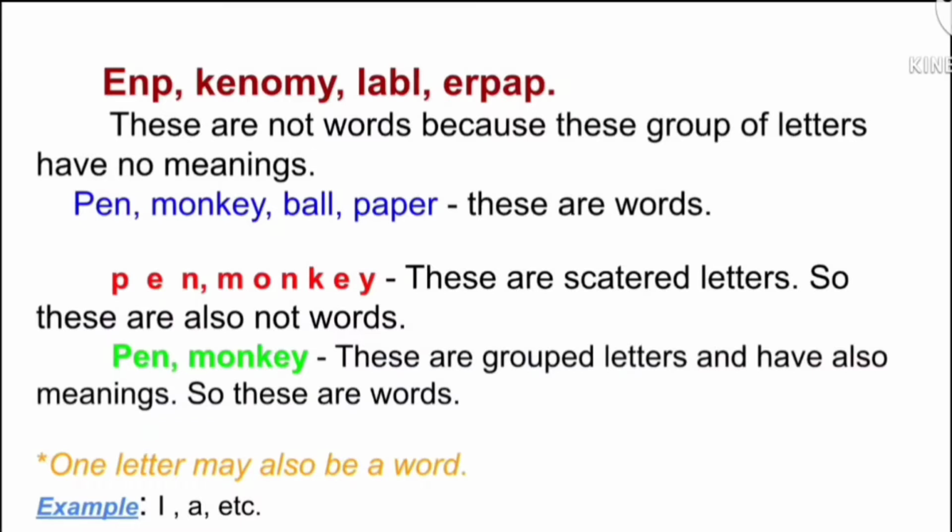Here, P E N, M O N K E Y are scattered letters. You can see there is a space between each and every letter. So these are not words, these are scattered letters. But when we remove the spaces, we get the green colored words, pen and monkey. Here these words have meaning, so these groups of letters are words. One letter may also be a word, like I, A, etc.